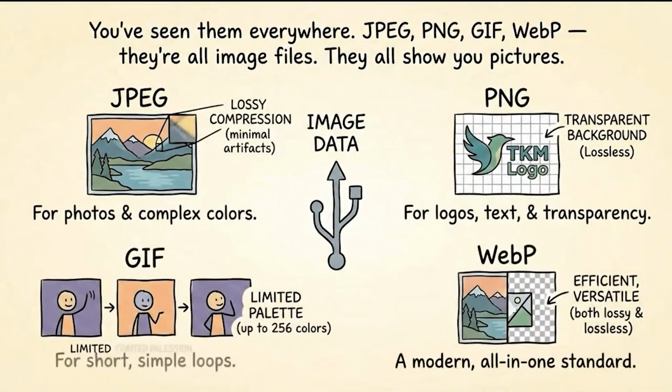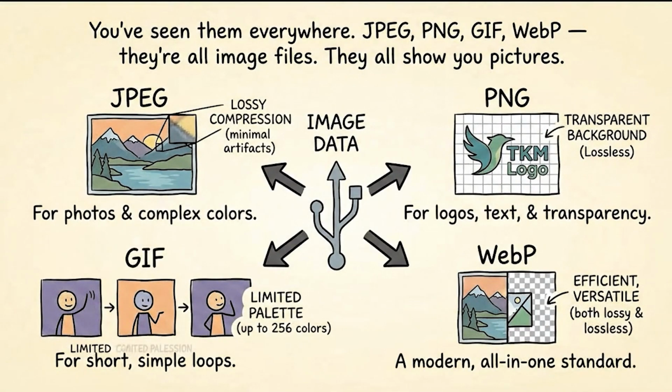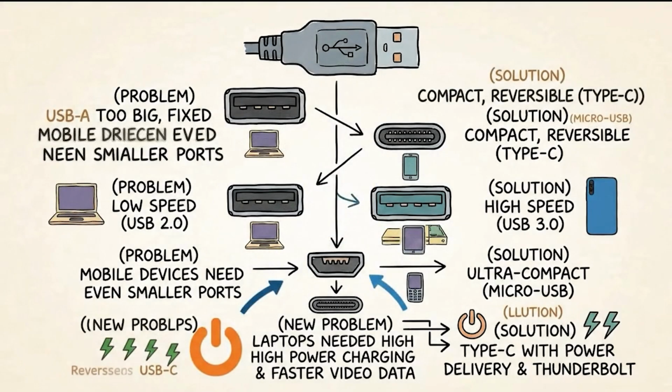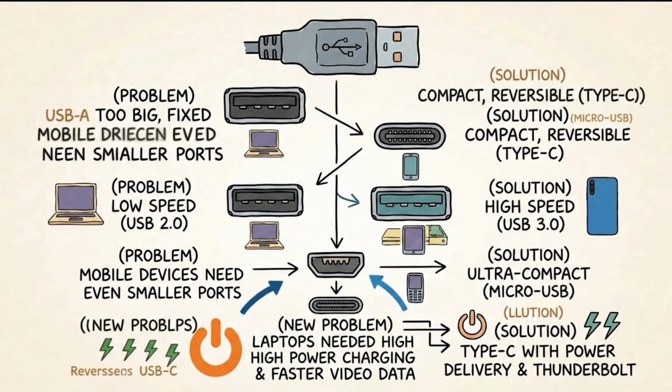You've seen them everywhere. JPEG, PNG, GIF, WebP, they're all image files. They all show you pictures. So why do we need like 10 different ones? Here's the thing. Every single format exists because the last one couldn't do something important.